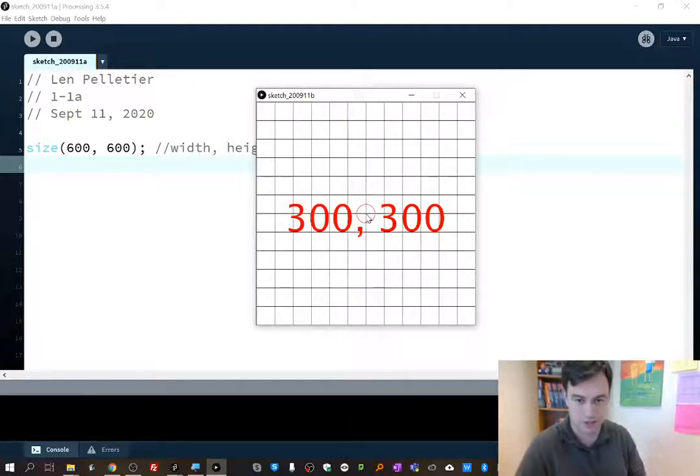So here's a couple of questions, folks. What are going to be the coordinates of the different corners? You can kind of test yourself right now, your understanding, if you want to be really proactive about it.